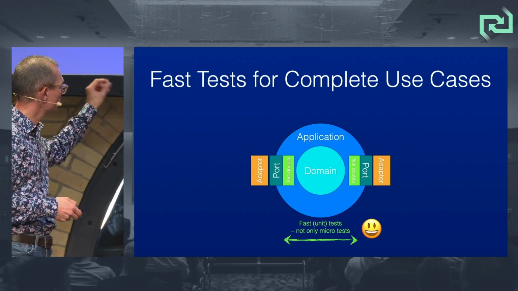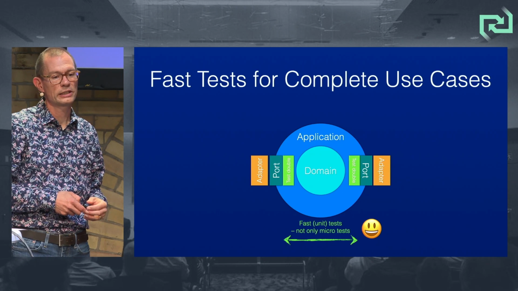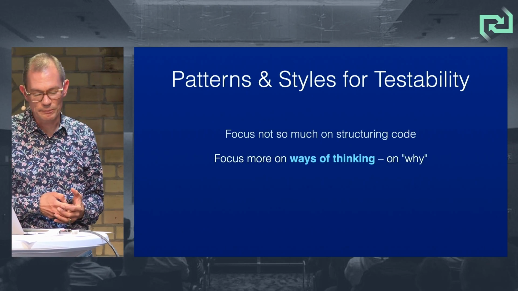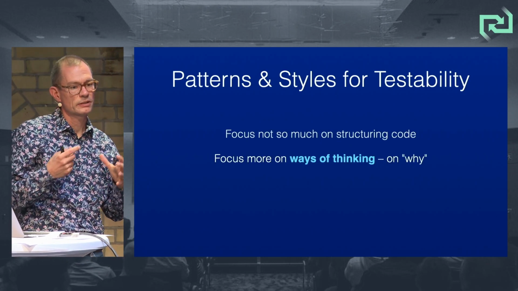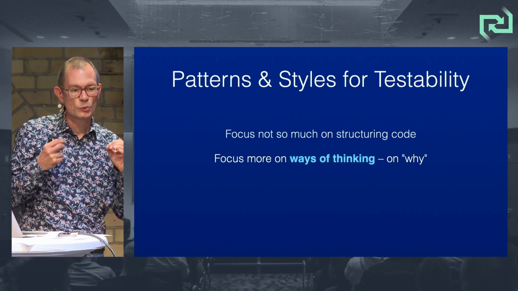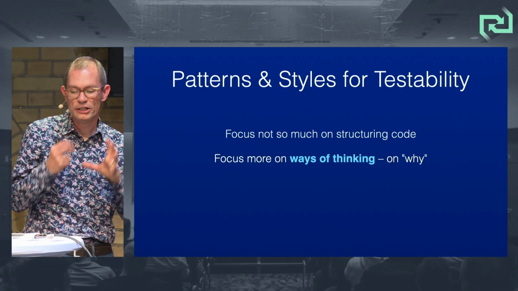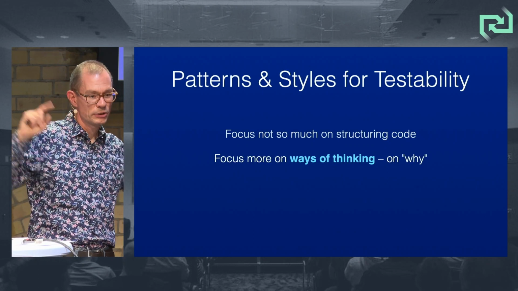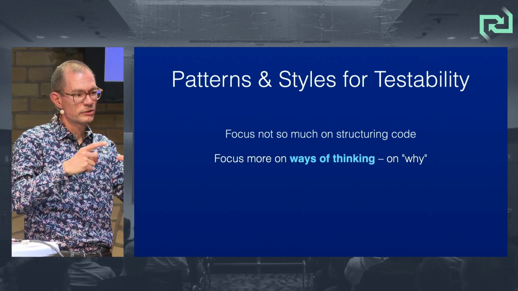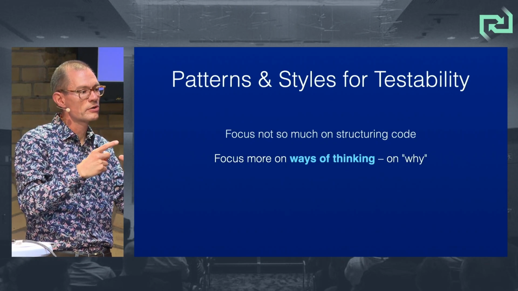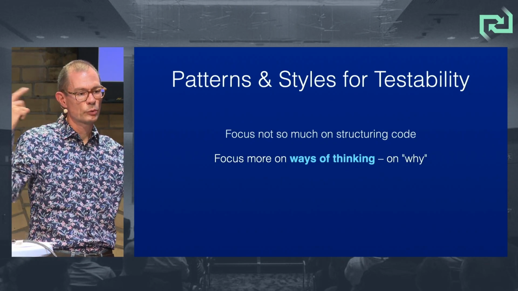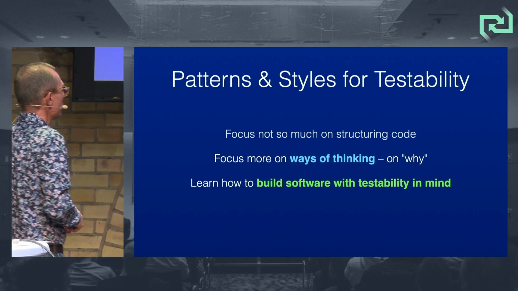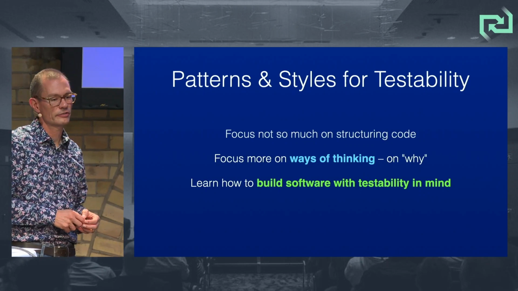And if you learn to code like this, learn to think like this, it will give you a better testable architecture. So patterns and styles for testability. I showed you some ideas for the code, some ideas for the architecture. My intention was not that we focus so much on the structure, but more on the ways of thinking. What's outside, what's inside, what's beyond our control, what's under our control. Because what's inside, what is under control, we can test far better than if we have to test the whole world.